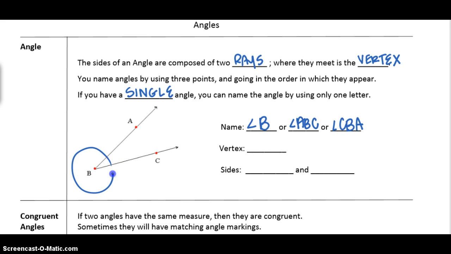The vertex, that's the end point of those 2 rays. So our vertex here is B, and let's look at these 2 rays. Here's one side, here's another side. So the side is going to be ray BA, and then the other one is ray BC. Okay, so vertex and the 2 rays, that is what makes up an angle.